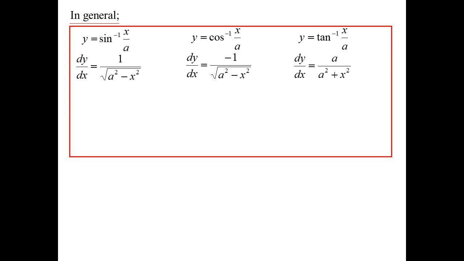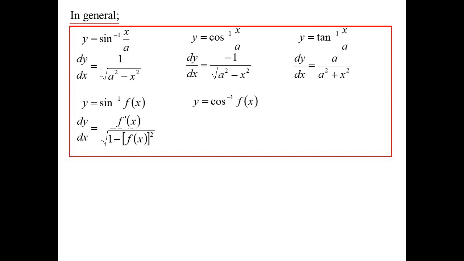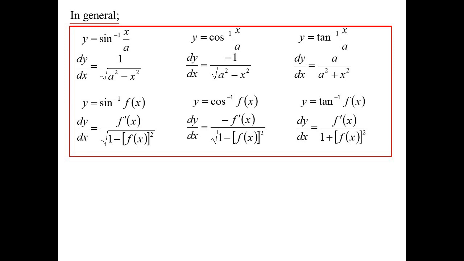Personally, I prefer it this way because it's nice and consistent. I simply go, well, if it is the inverse sine of some function, then I differentiate the function, that goes on the top, and then it's square root of 1 minus the function squared. Inverse cos, same deal, but negative. And inverse tan, it's the derivative over 1 plus the function squared. And so in all 3 of these, I'm putting the derivative on the top, so it's consistent. And then we have the function squared in each. That's consistent. So let's look at some examples.